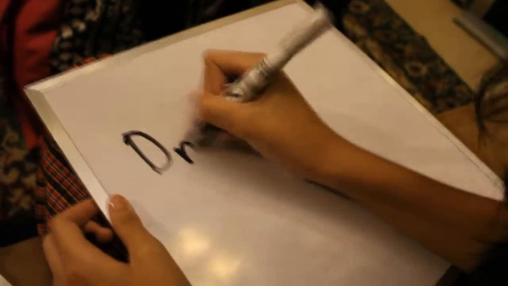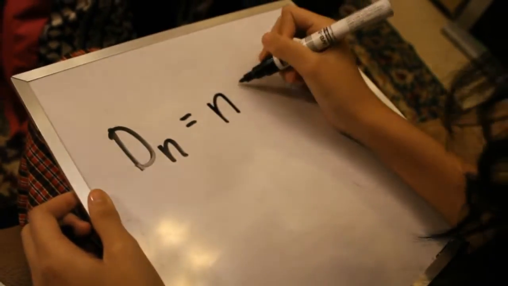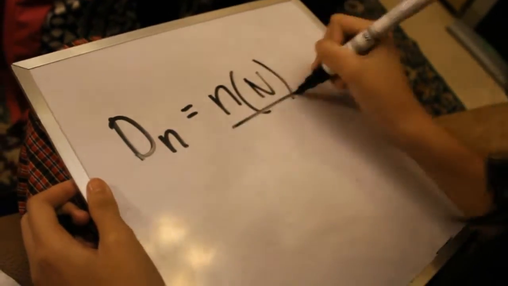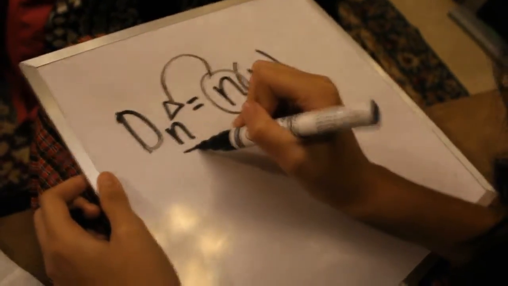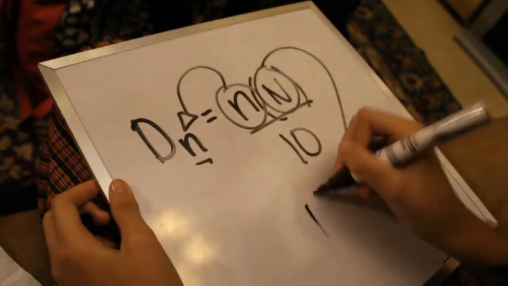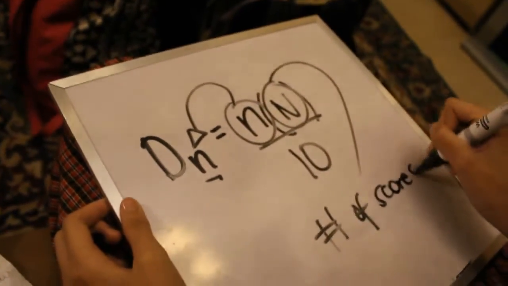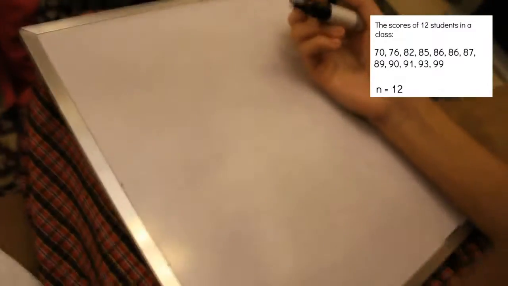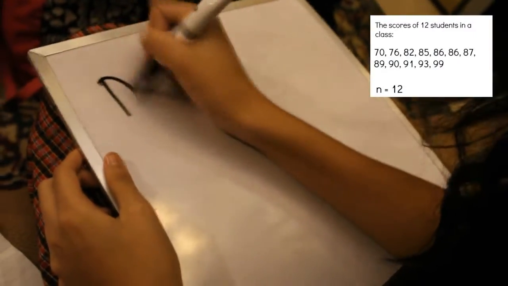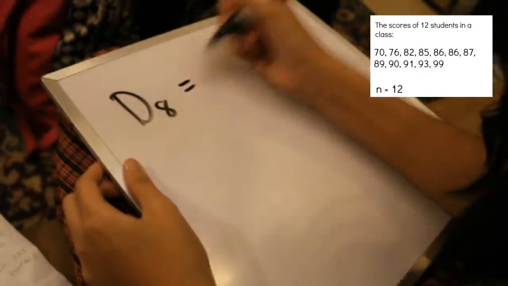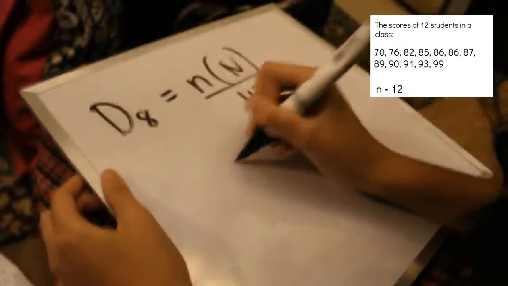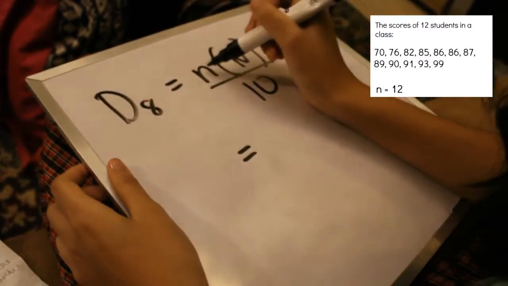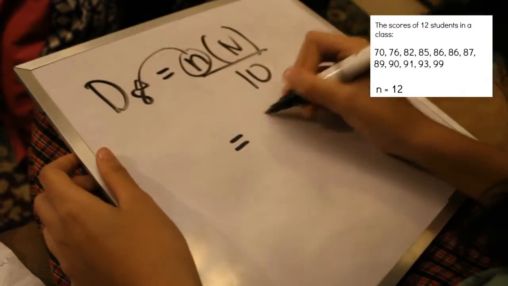So according to the show, the decile's formula is n times capital N divided by 10. So we're going to substitute it. This one is the value of n, and this one is the number of scores given. Okay. So the first item is D8 equals. I'm going to write the formula first. So n times capital N divided by 10. Yeah, you keep on writing that. So this one becomes 8.